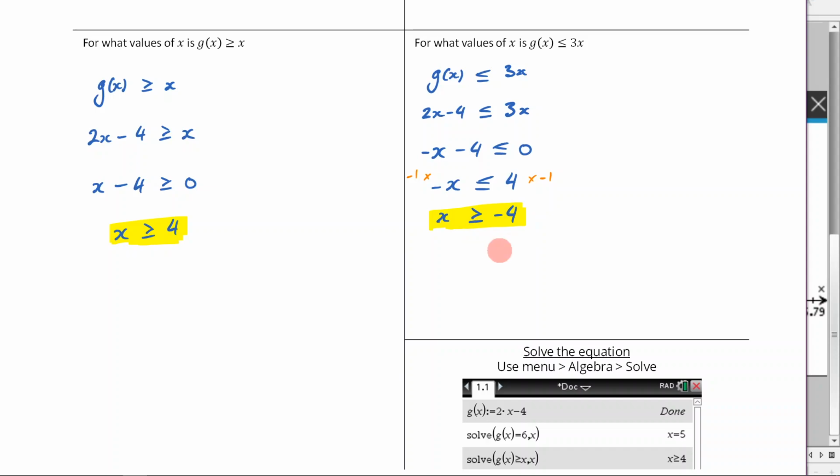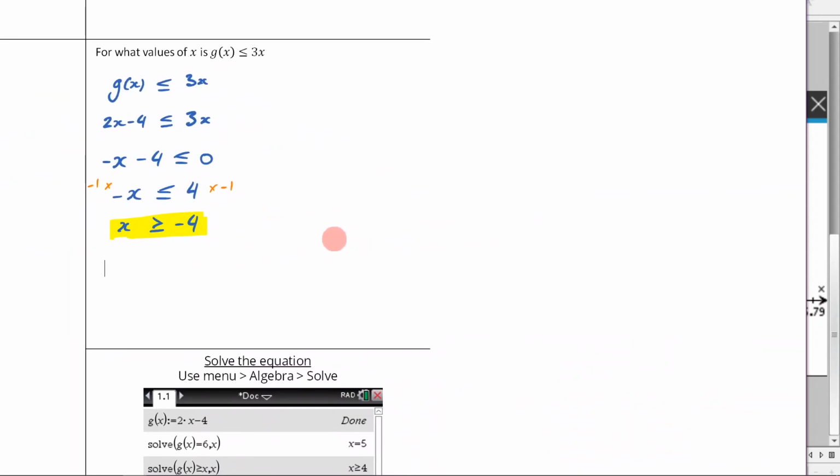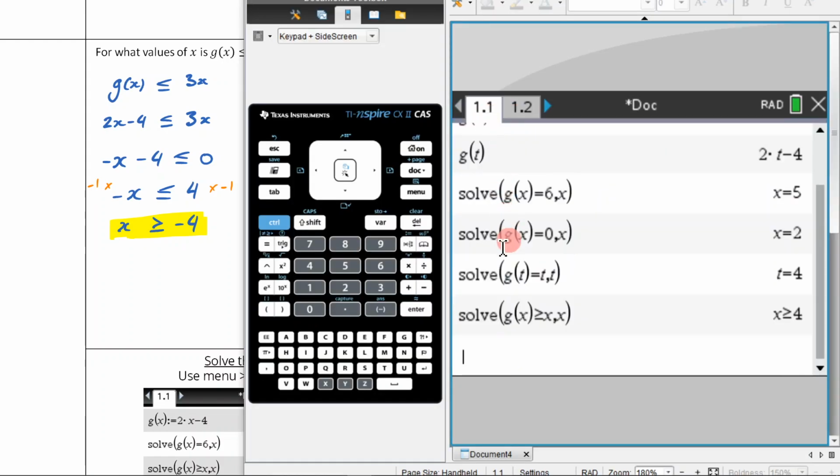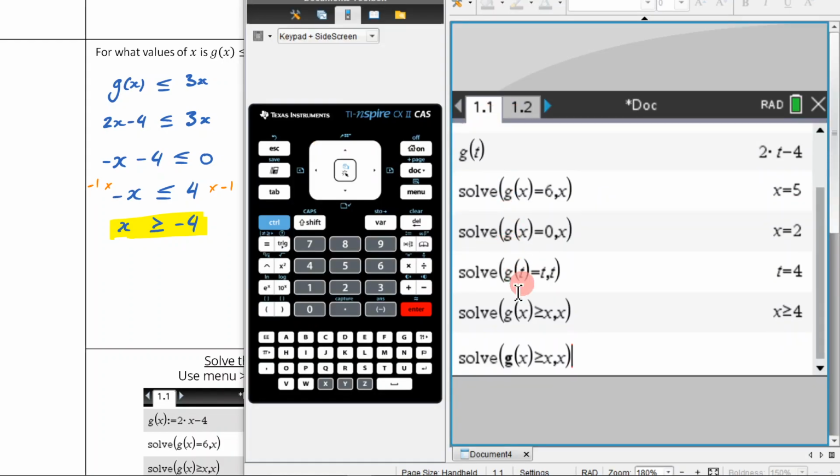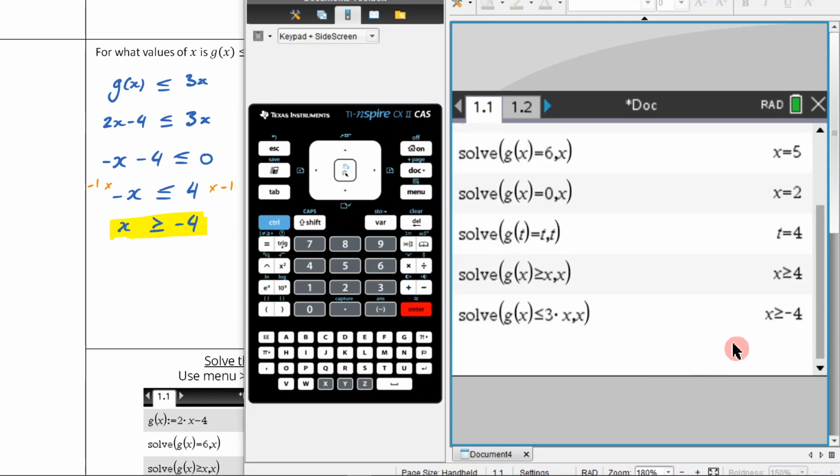Again, we can do this on our CAS. I might just bring this over here so we can see our answer. Let's come here. We'll go back to this page. I could just come up here, bring this down, do a little alteration to it. Good. And as you can see, it's going to be x is greater than or equal to -4.